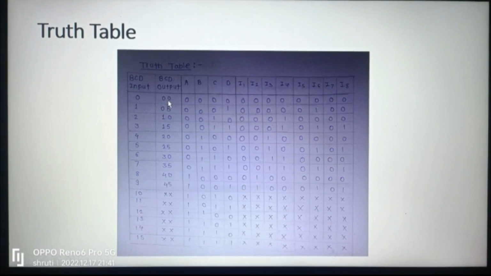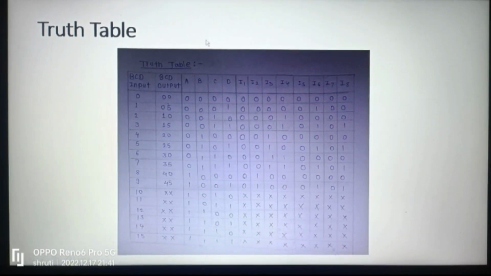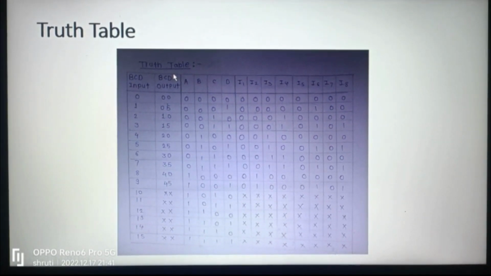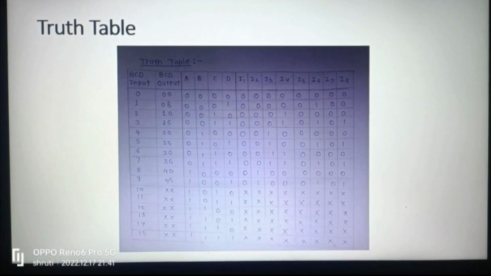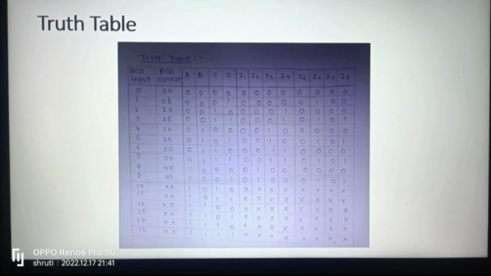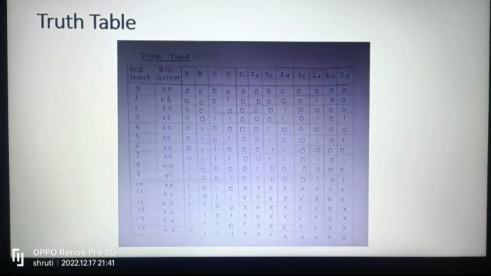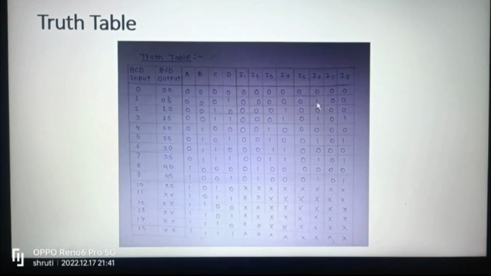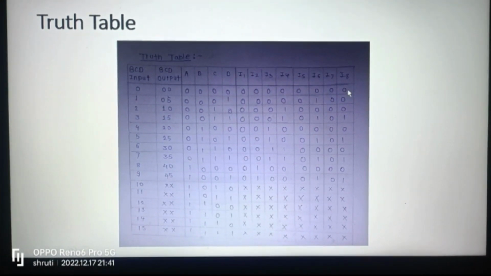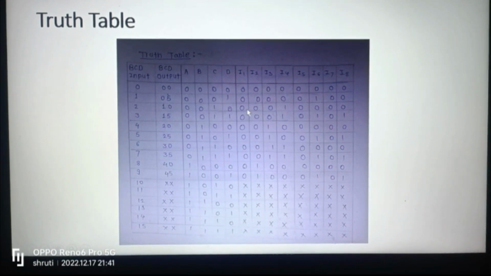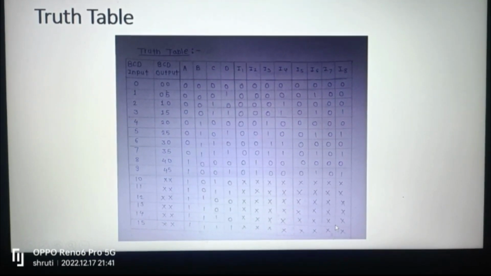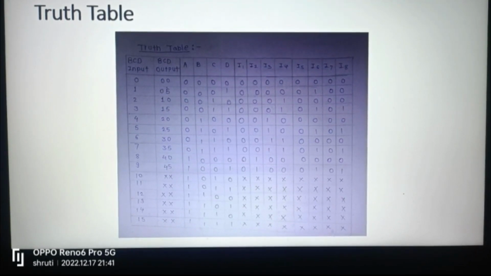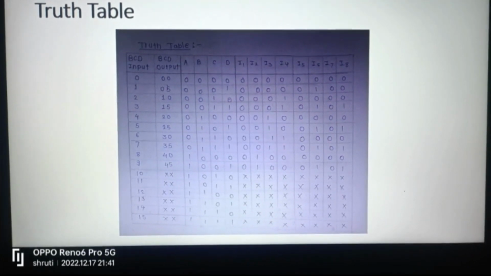And for our BCD output, we can write BCD in 4 bits also and 8 bits also. Here we will give our output in 8 bits. So the BCD output in binary form is like 00000000 for 0, for 5 like this, and up to 15. So let's see how to form K-maps for our truth table for forming a combinational logic circuit.